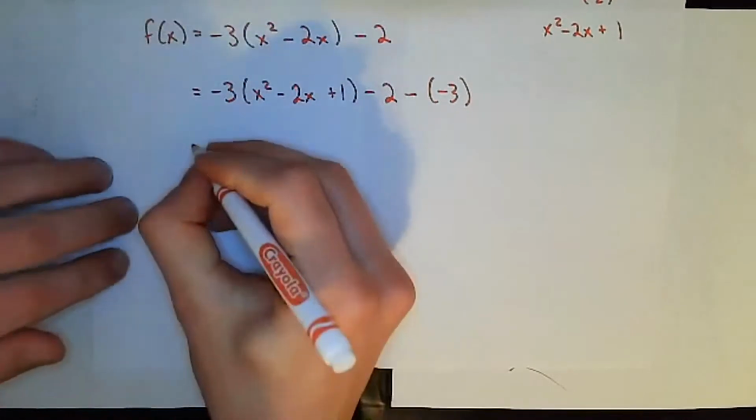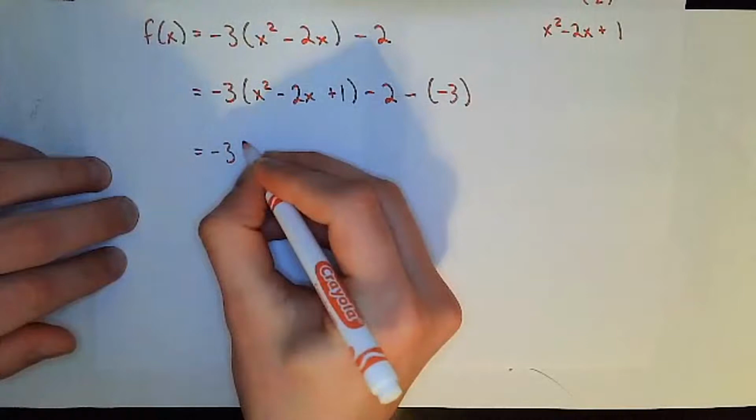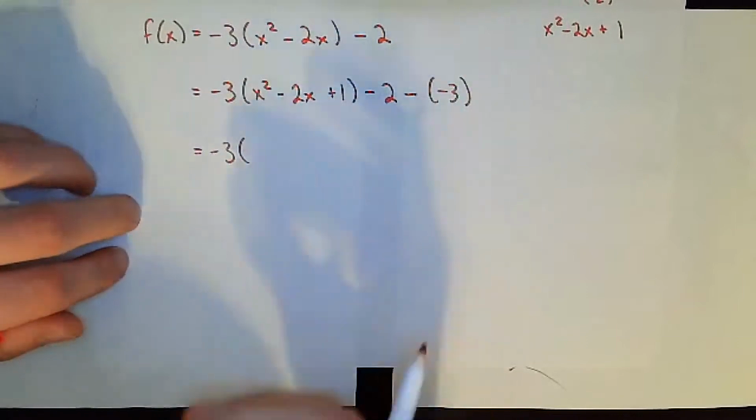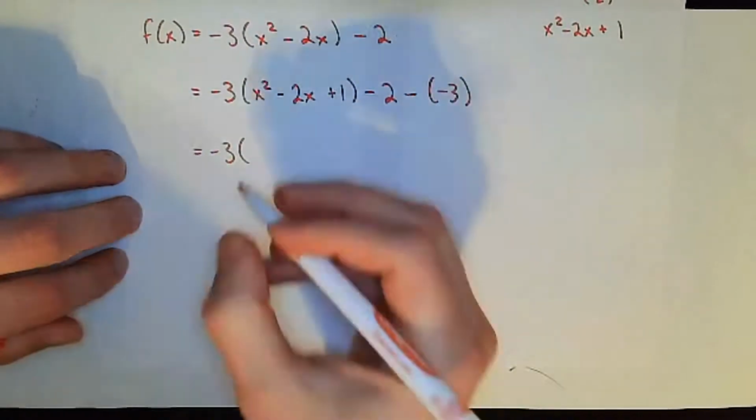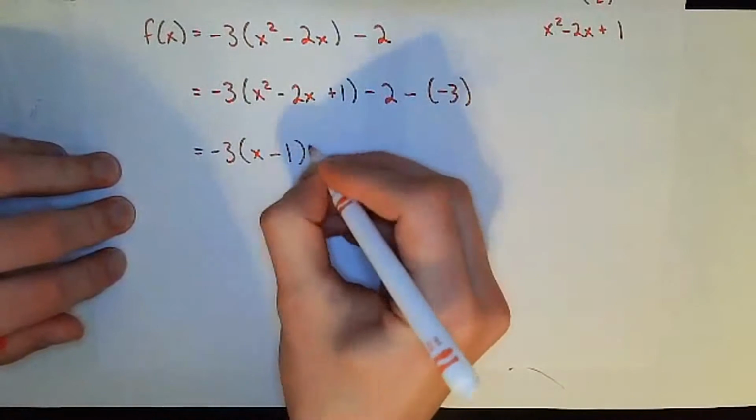All right, next step. I know that negative 3 is coming down. I need to factor this. I need to recognize that as a perfect square trinomial. I do. I say it's x minus 1 squared.